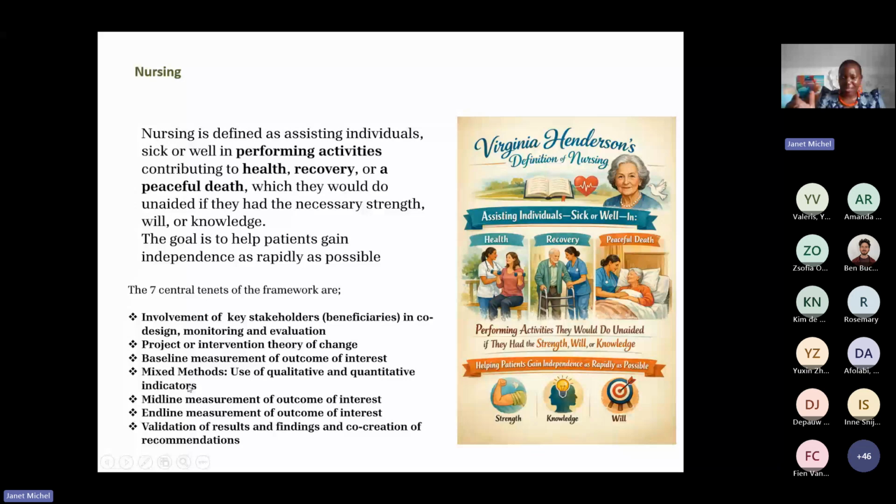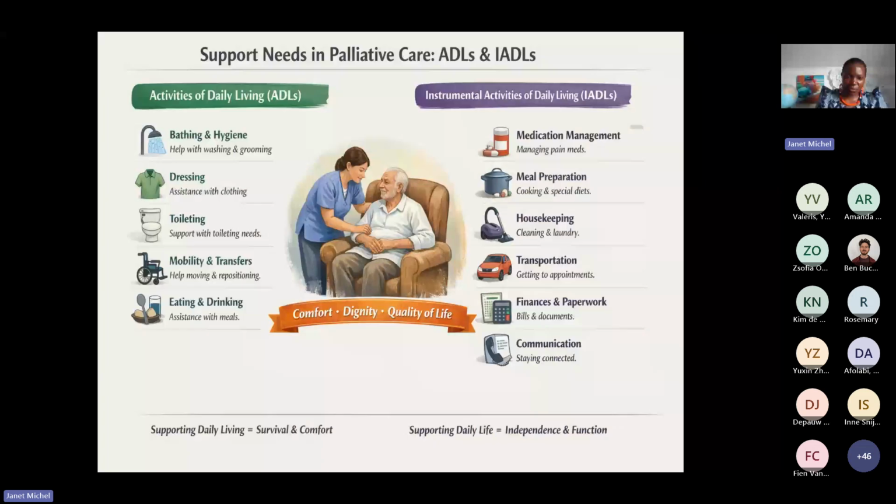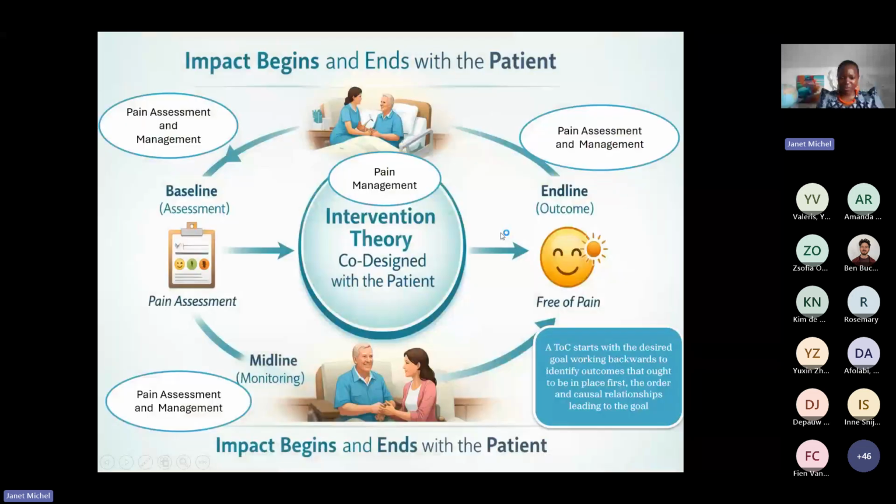And depending on the identified need, is it an activity of daily living that you're working on, or instrumental activities of daily living? Together with the patient, you develop an intervention theory of how you want to reach that objective. So we say impact begins and ends with the patient, right? At your baseline, when you do your assessment, let's say the patient is in severe pain, and their goal, what they want, is to be free of pain. So together you design that intervention theory. How do you do that?